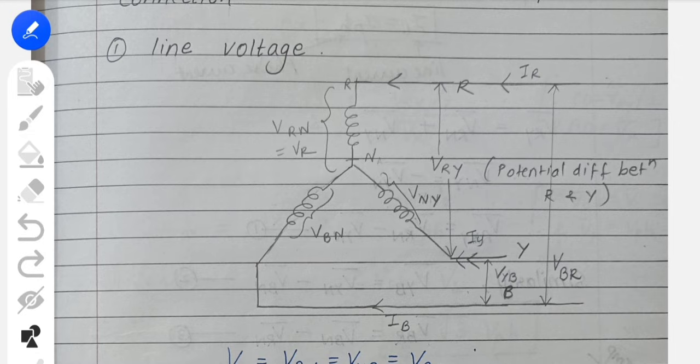Then what you have to do? You have to mention N over here. N is your neutral point. Then where R and N are, that voltage is your VRN, the voltage of RN. You have to show this as VRN, but usually we don't show N in the voltage, so we can also write it as VR. I hope this is simple to understand.